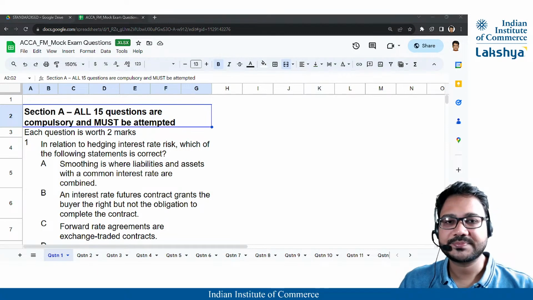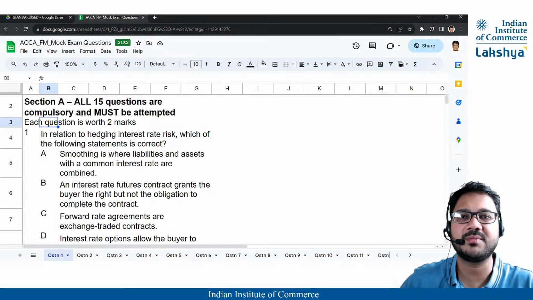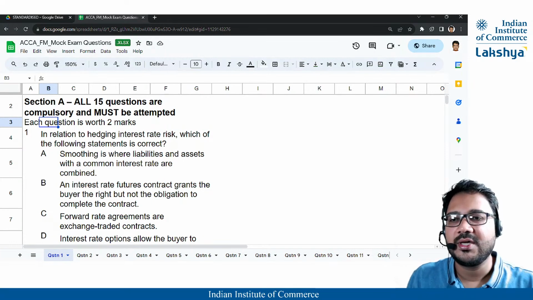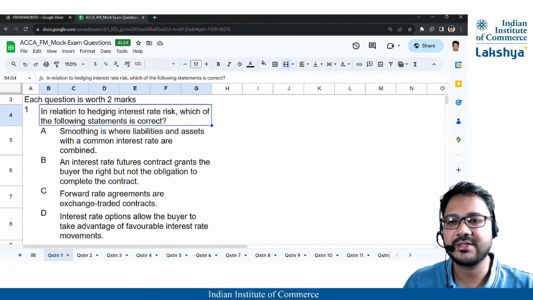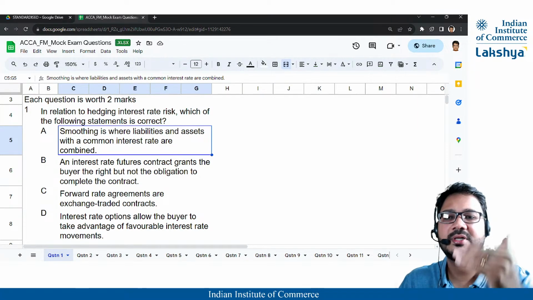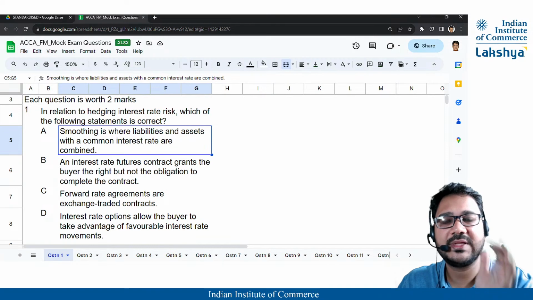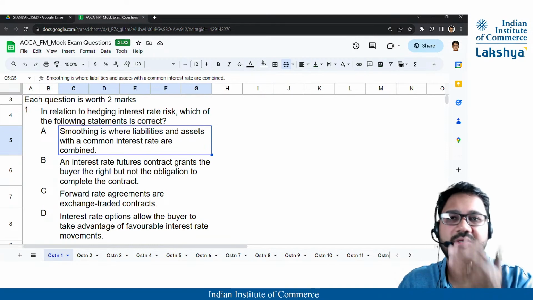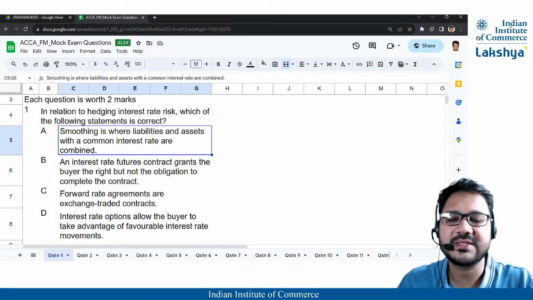So, question number one. This is section A, 15 questions, 30 marks. So 2 marks each. In relation to hedging interest rate risk, which of the following statements is correct? Smoothing is where liability and assets with a common interest rates are combined. That is incorrect. Now, the way I would suggest is when I read a question, take a pause, go through the solution, as in the options, answer it yourself, then resume the video so that you know whether you got it right or wrong. Wherever possible, I'll give you an explanation why it's incorrect or why it is correct.